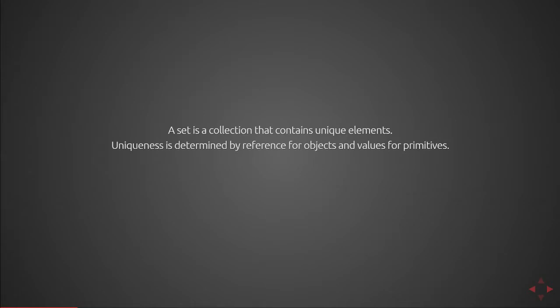So the first object we're going to introduce is the set. A set is a collection that contains unique elements. Uniqueness is determined by reference for objects and values for primitives. Therefore, you can't add the same string, integer, etc. So 1 and 1 added to a set will only have one instance of the number 1.